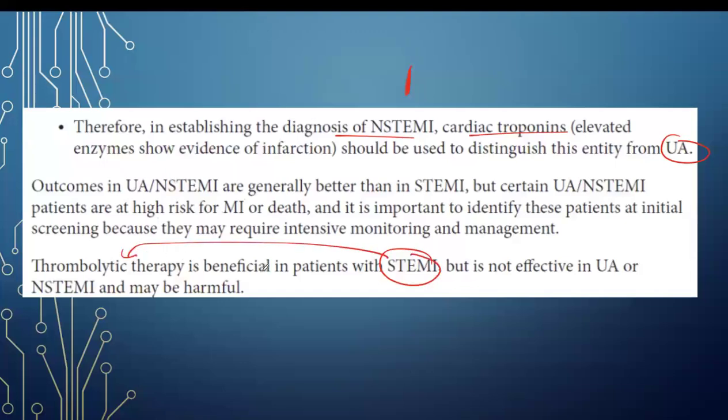And the therapy can be anything, can be percutaneous coronary intervention, such as stenting, or can be just a medication to dissolve the clot, right? Like alteplase, reteplase, streptokinase. But thrombolytic therapy is only indicated for ST elevated MI. It is not indicated for unstable angina or non-ST elevated MI. Okay, so this important difference usually helps us to guide the management of the patient.